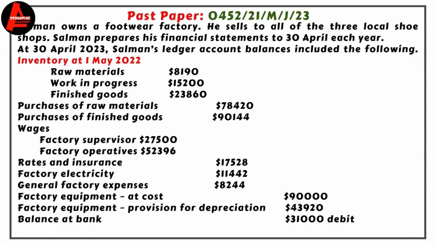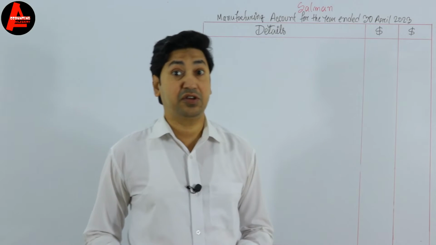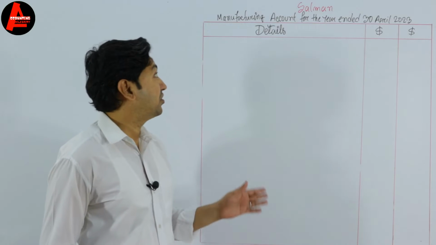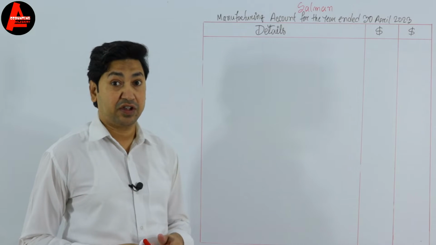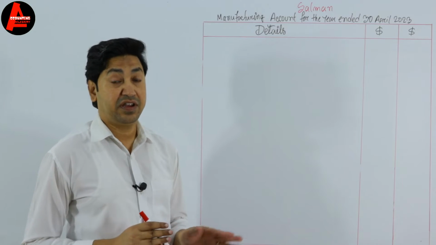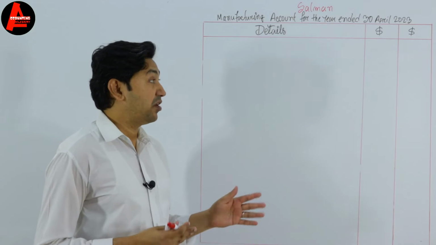Salman owns a footwear factory. He sells to all of the 3 local shoe shops. Salman prepares his financial statements to 30 April each year. So at 30 April 2023, Salman's ledger account balances included the following. Here on the question we have many items. All items are not related to the manufacturing account, okay? Asset items will not be taken here. So when we prepare, we'll see what items will be included, okay?